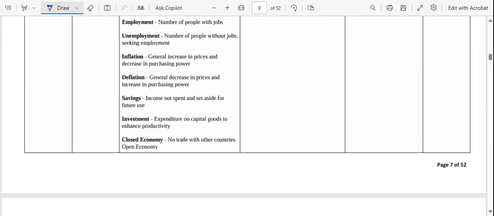Then we have savings, income not spent and set aside for future use. The wise thing to do as a citizen, as a student, in any country is to have some amount of savings. And as a student who is writing CSEC, it would be so nice if you can assist your parents by saving to pay for your CSEC subjects. And we have investment. These are expenditures on capital goods to enhance productivity. This is when you invest your money. And what does investment mean? It means you're putting some money into something to have more. That's what investment simplistically means.